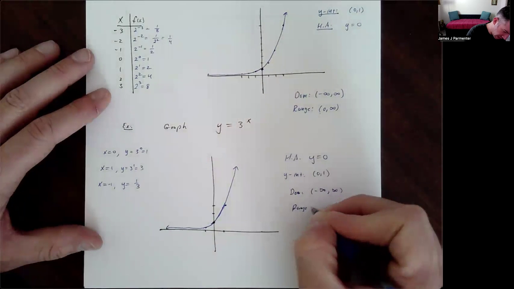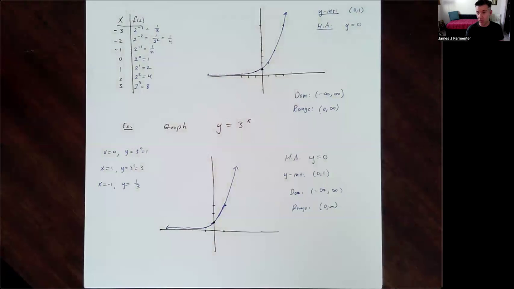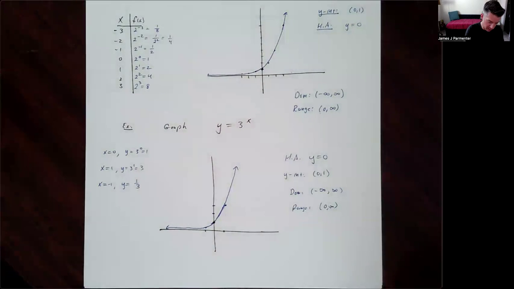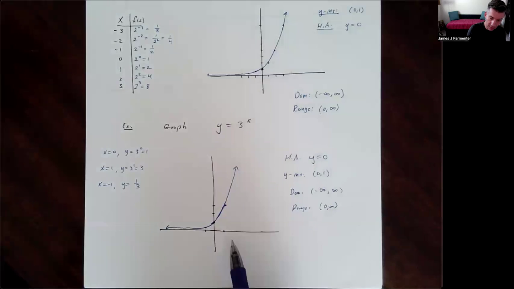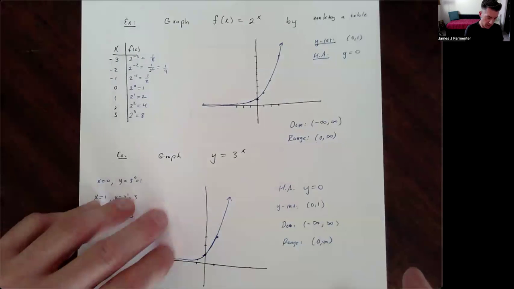So most of your standard exponential functions, if you haven't transformed them by shifting them or reflecting them, have these four attributes. Horizontal asymptote, that's the x-axis or y equals 0, a y-intercept of 1, domain everything, range all positive numbers. So let's continue on.